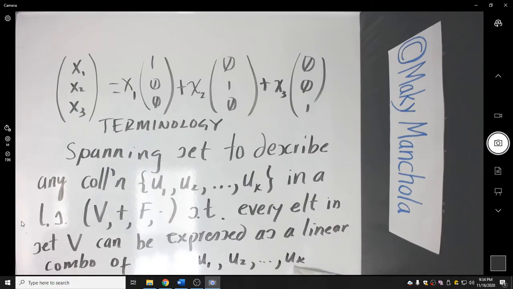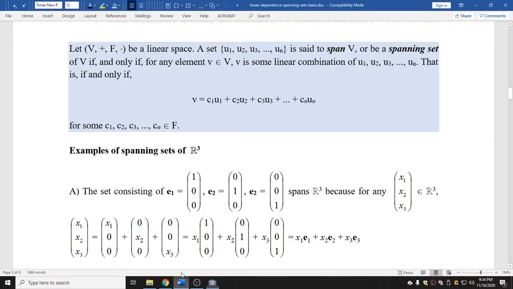Let's take a look at some more examples of spanning sets. Here is our definition. Let V be a linear space. A set U1, U2, U3, all the way up to UN is said to span V, or be a spanning set of V, if and only if for every element V of the space, V is some linear combination of U1 all the way up to UN. That is, V equals C1 U1 plus C2 U2 plus C3 U3 plus and so on plus Cn UN for some scalars C1, C2, C3 all the way to Cn within the field of the linear space.